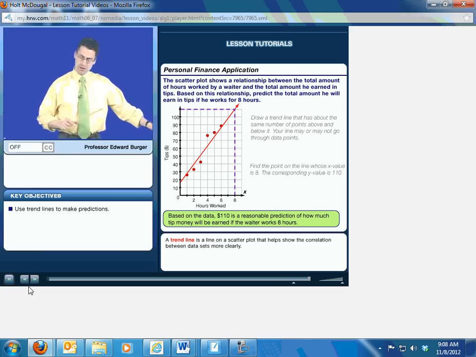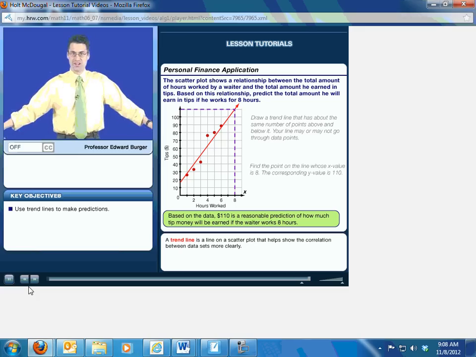So you can see the power of finding the trend line. It allows us to see patterns, see trends, and then make predictions.